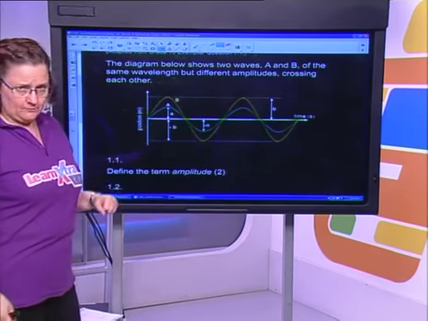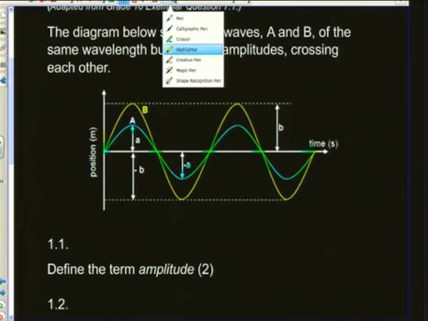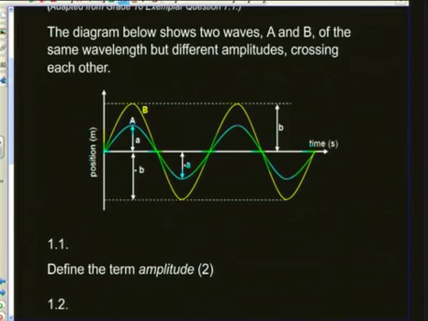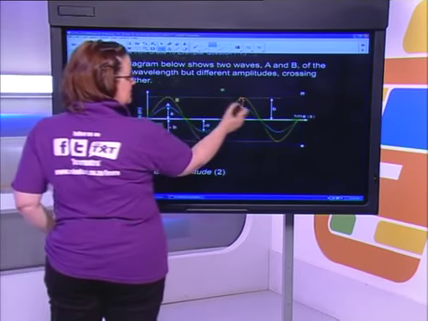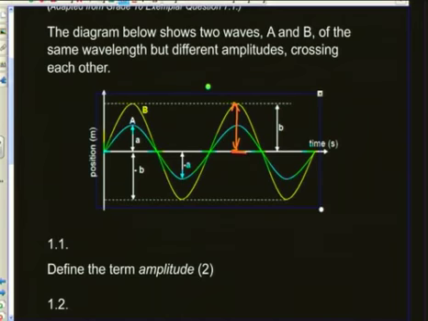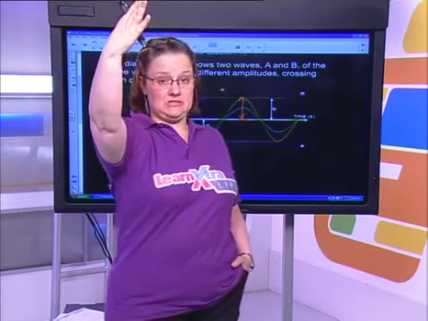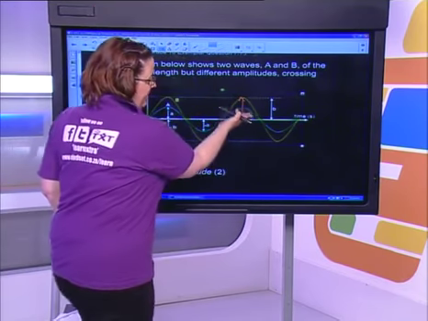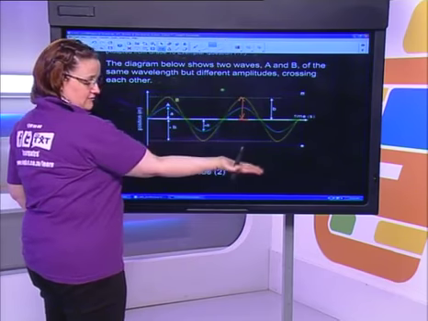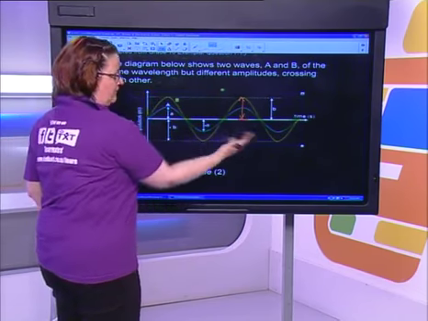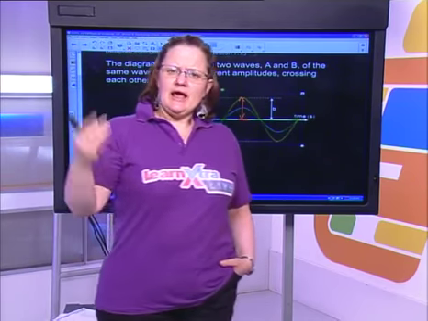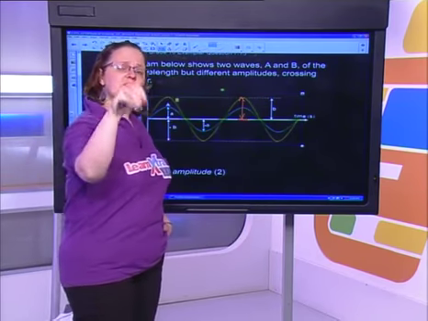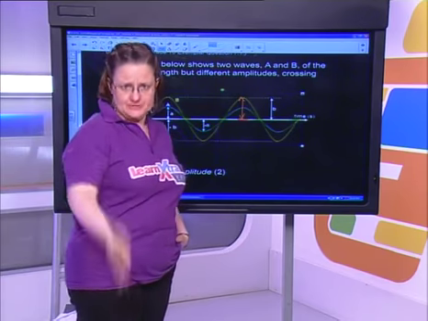Two marks for the amplitude. Now the amplitude, in terms of our diagram, is the distance from the rest position, the equilibrium position, to the maximum height or the maximum displacement of the wave. That displacement can either be positive or negative, depending on whether it's a crest or a trough. So the way we would define it is we would say amplitude is the maximum displacement of the wave from the rest position.